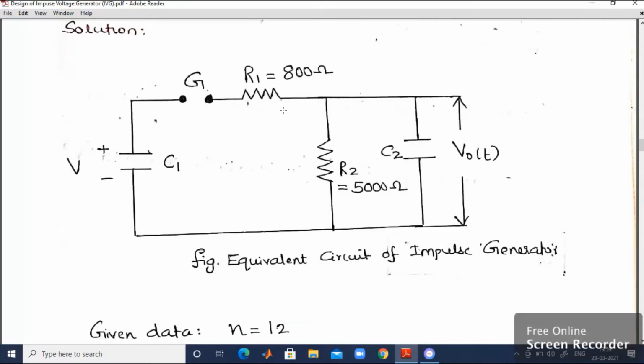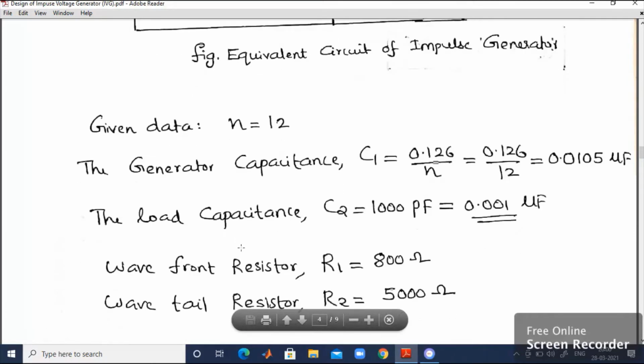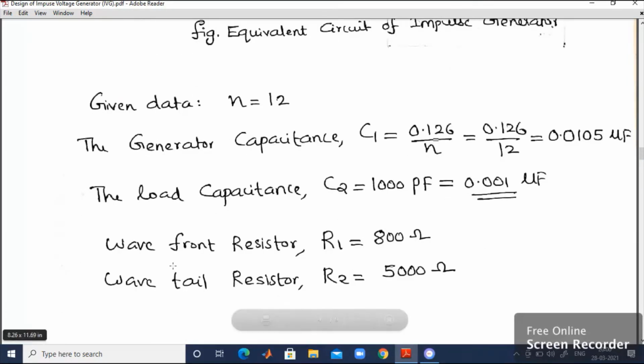First of all, better draw the equivalent circuit. You will get an idea. The generator capacitance, load capacitance, R1, R2, then sphere gap. So this is an equivalent circuit of the impulse generator. First, you have to calculate the generator capacitance. You know N is equal to 12. C1 is equal to 0.126 divided by N. That is nothing but 0.0105 microfarad. Likewise, the load capacitance is given in the question and also R1, R2 both are available.